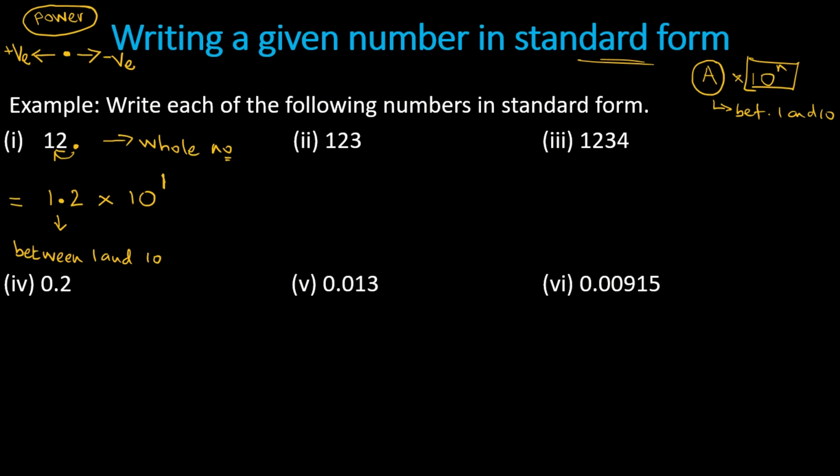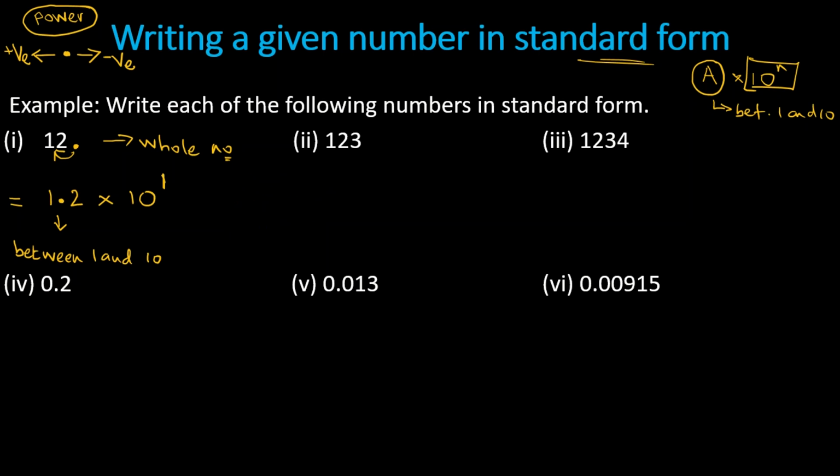You can check whether it is correct or not by simply multiplying. If you take 1.2 times 10, you already know this calculation. You cut the 0, you move the decimal by one decimal place, so this is simply 12. Okay? This way you can check whether your answer is correct or not.